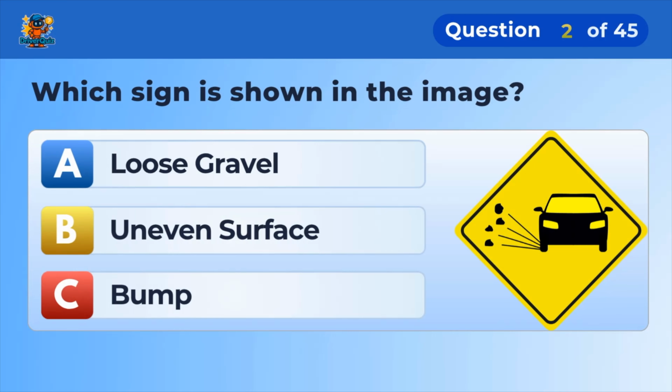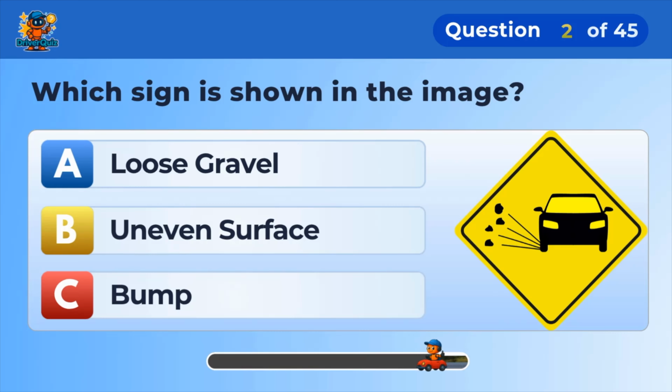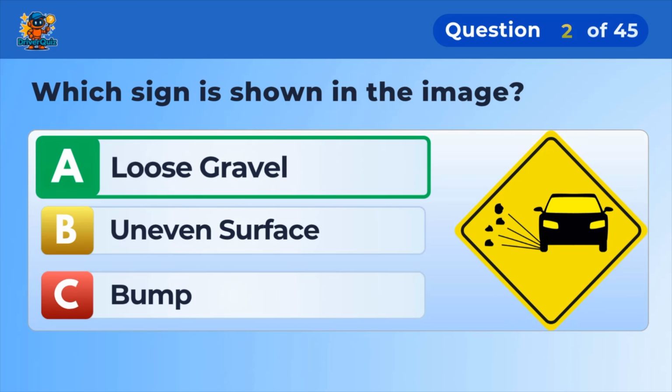Question 2. Which sign is shown in the image? A. Loose gravel. B. Uneven surface. C. Bump. Here's the right answer. Loose gravel.